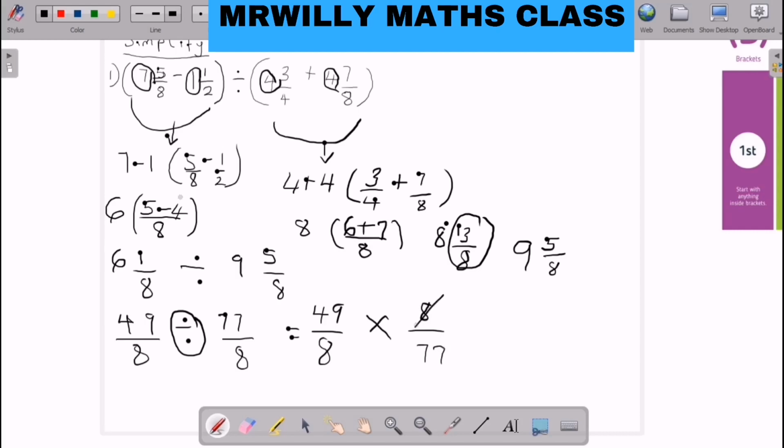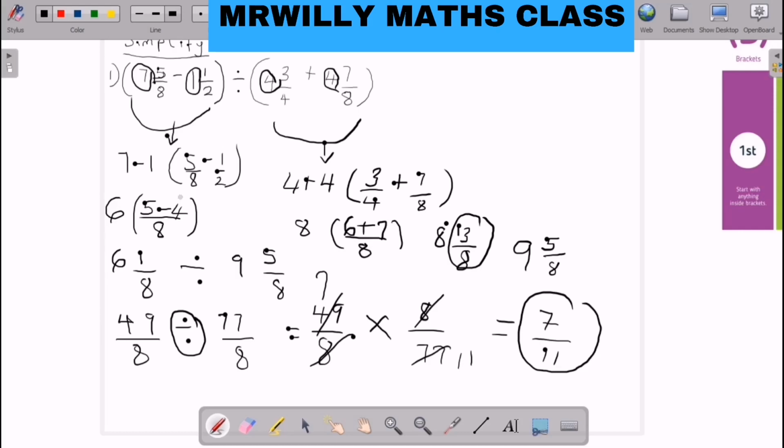As you can see, 8 will go in 8. 8 will cancel 8. So what is the common factor for 49 and 77? 7. 7 in 49, that will be 7. 7 in 77, that will be 11. So our final answer will be what? 7 over 11. That's how to use your Bodmas to solve fractions with multiple operations.